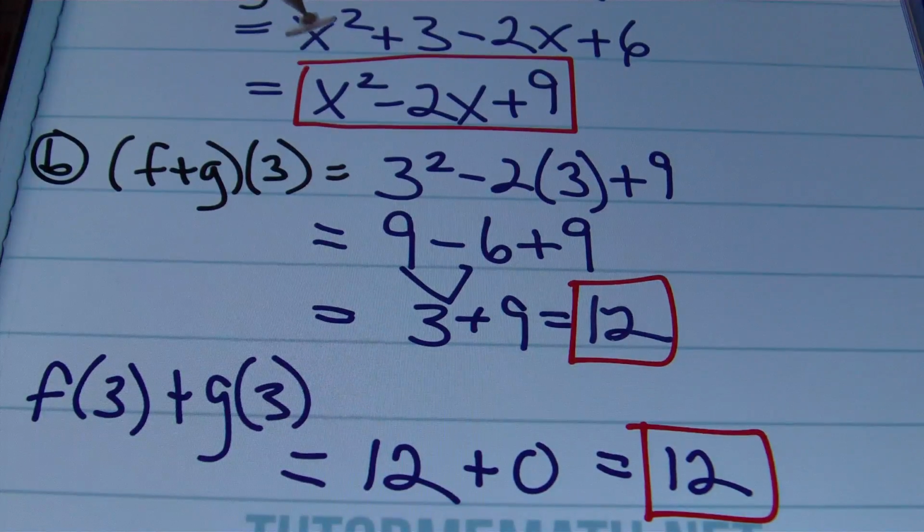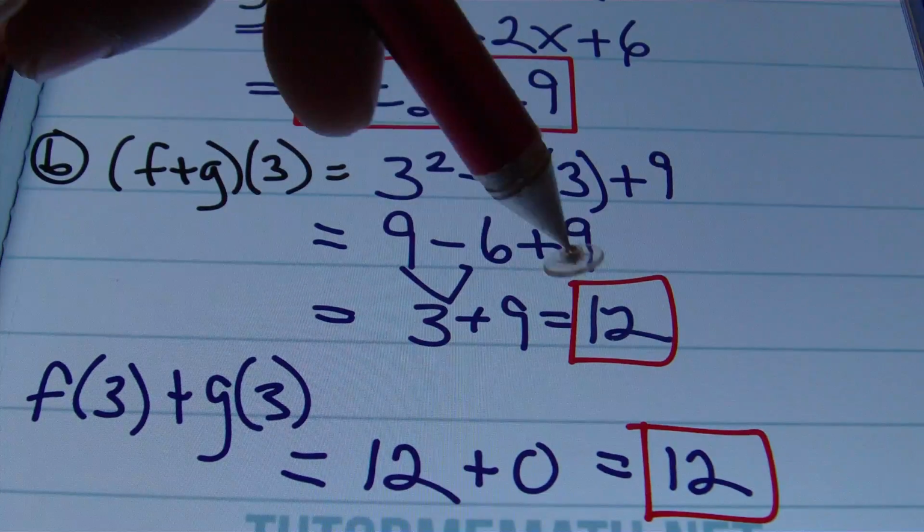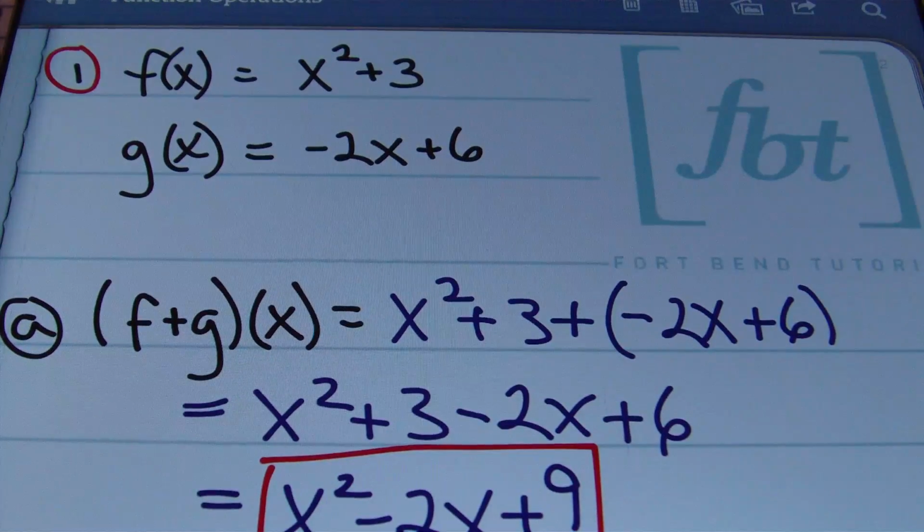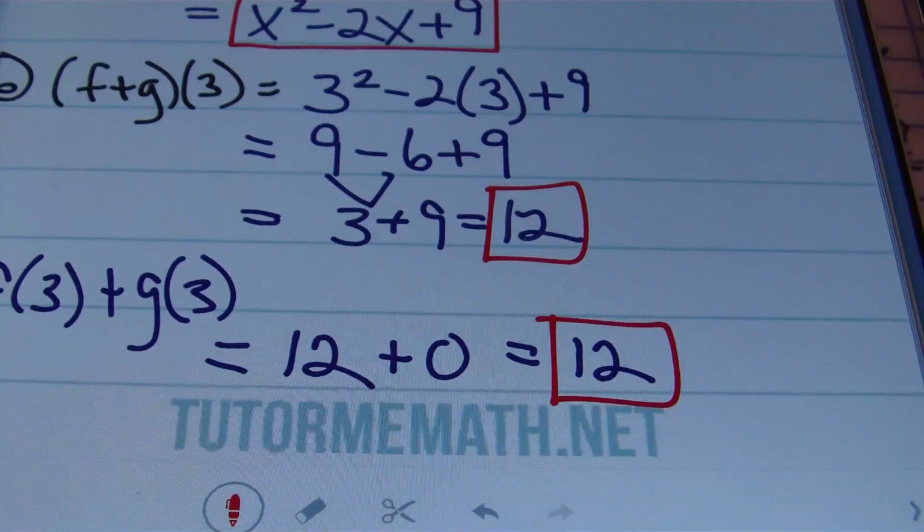So if you already know what your f plus g of x is, you would replace those x's with the value of 3, and that'll give you your response. But if you don't already have your f plus g of x solved for, you can just go back to your original functions, plug in 3 into both of those, and then do the operation, which in this case was addition. So we found out that f of 3 was 12 and that g of 3 was 0, and 12 plus 0 gave us the same response, which is 12.